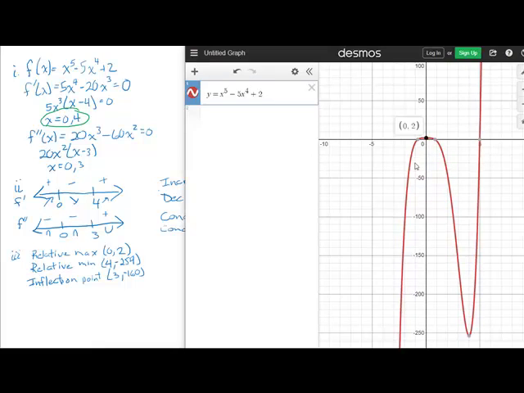Let's pull that up a little so it's on screen. From 0 to 4, it's decreasing down to 4, negative 254. So there's our relative min. And then it's increasing from there on out. So the graph matches what we found algebraically.